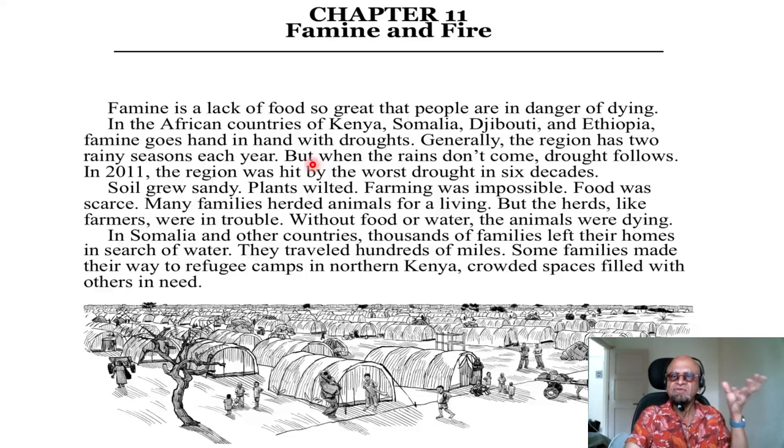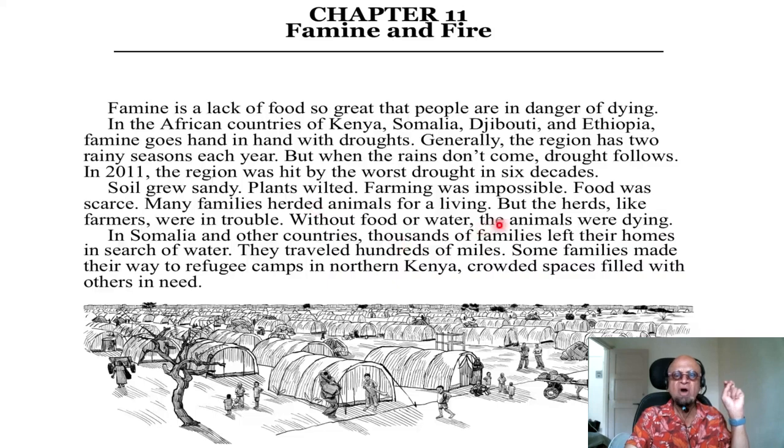So generally the region has two rainy seasons in East Africa. One is called a short rain and one is called a long rain. If you don't know what that is, don't worry about it. But when the rains don't come, drought follows. In 2011, the region was hit by the worst drought in 6 decades, over half a century. Okay, even in droughts, there are many types of droughts that you can follow up if you want on my other podcasts. Soils became sandy, plants wilted, which means they lost all the water and became very dry and unproductive.